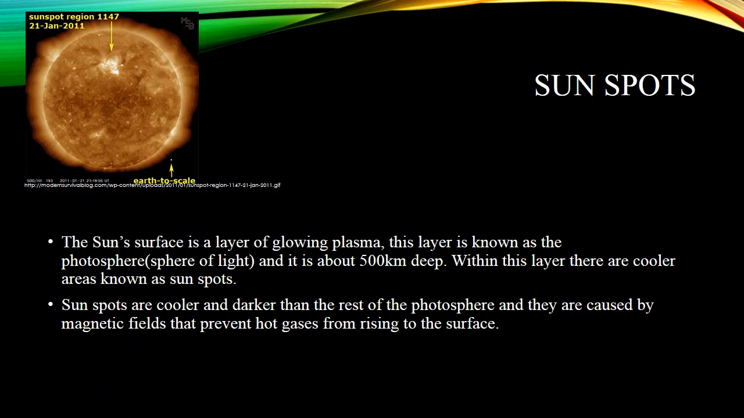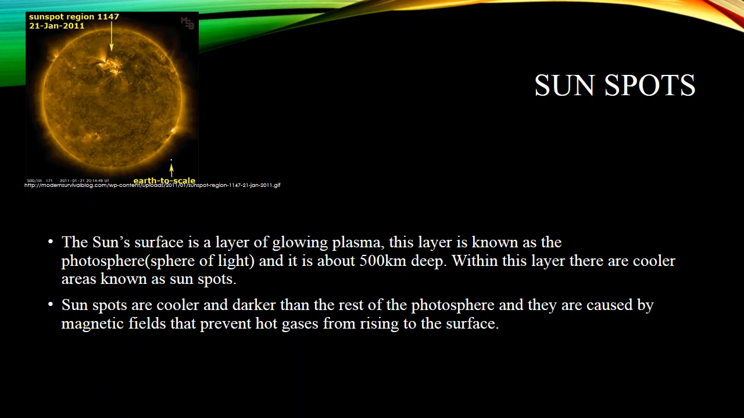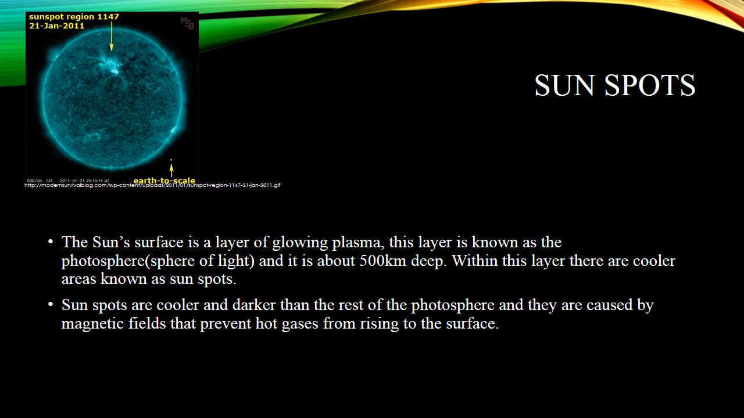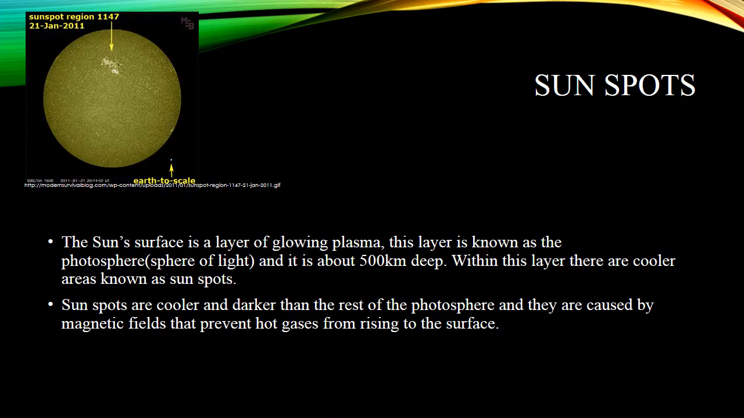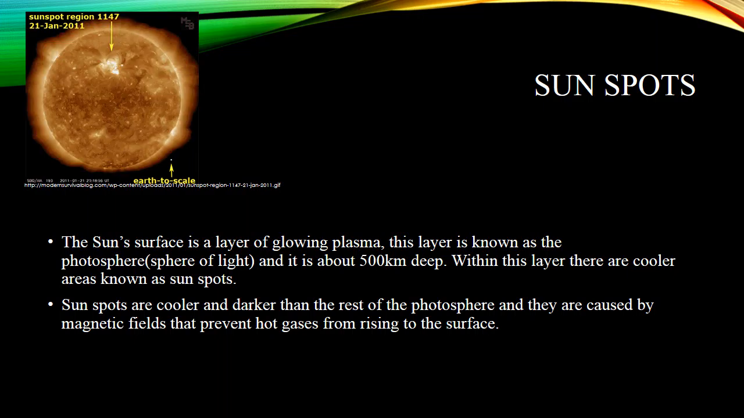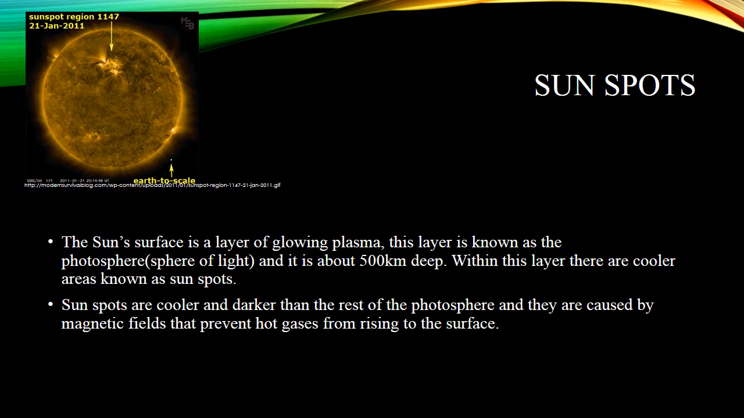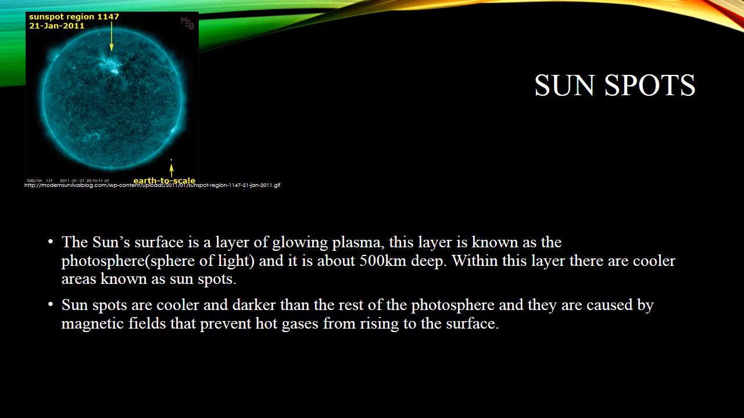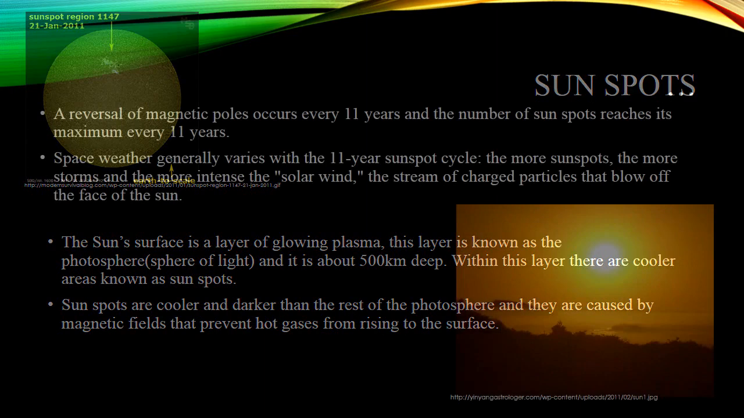Sunspots. The sun's surface is a layer of glowing plasma, and this layer is known as the photosphere, or the sphere of light, and it is about 500 kilometers deep. Within this layer, there are cooler areas also known as sunspots. As you can see in the photo, the sunspots are the darker versions in the sun. Sunspots are cooler and darker than the rest of the photosphere, and they are caused by magnetic fields that prevent hot gases from rising to the surface.